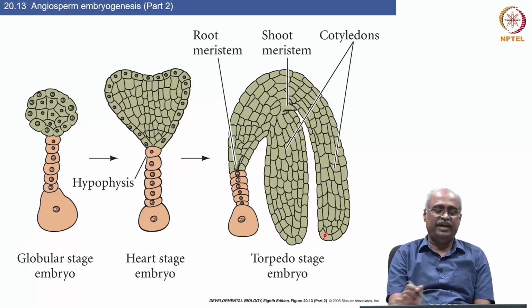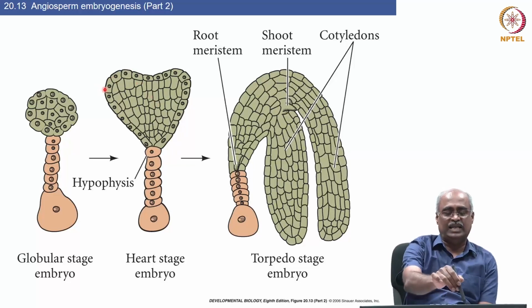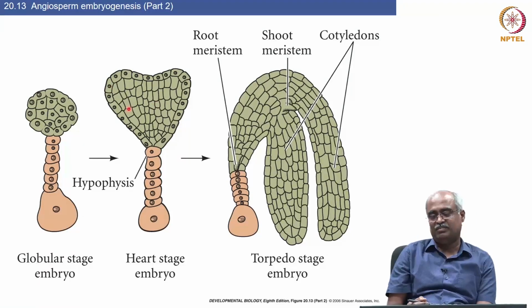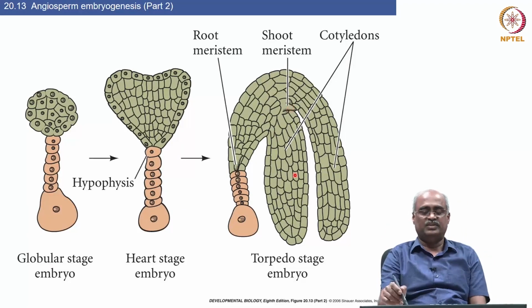Okay. And during this stage, clearly the apical and basal polarity becomes very apparent once these mounds of cells, that is the two cotyledons, start to form. This is in dicots. In monocots you have only one cotyledon developing. So here you have the root meristem and here is the shoot meristem. Okay, and these are the two cotyledons.